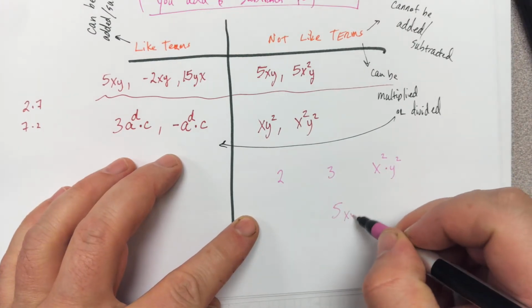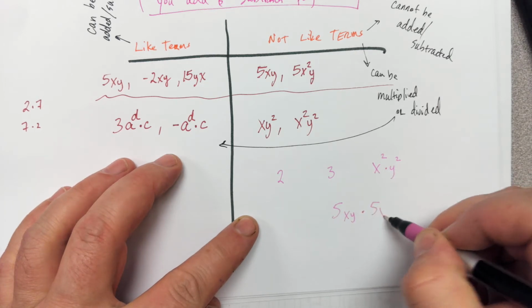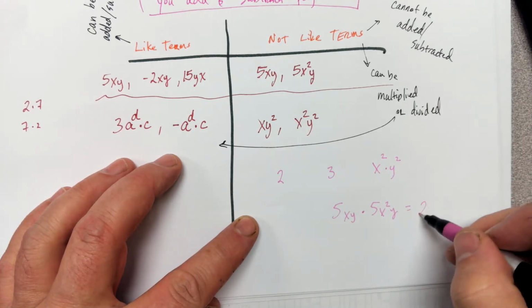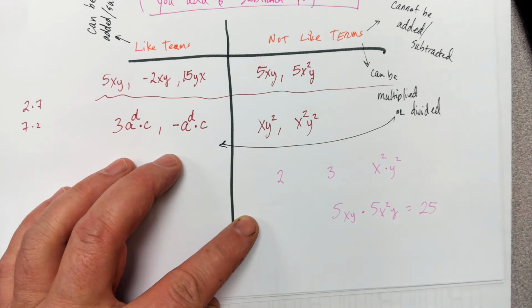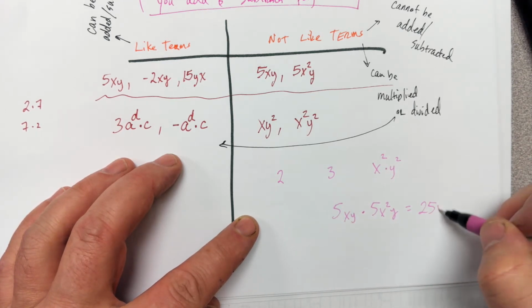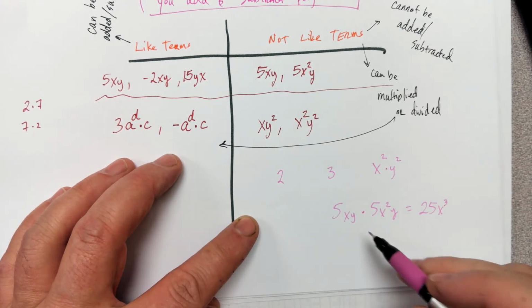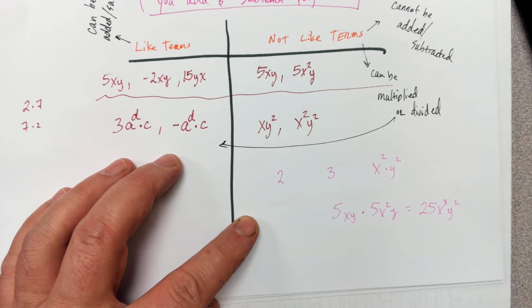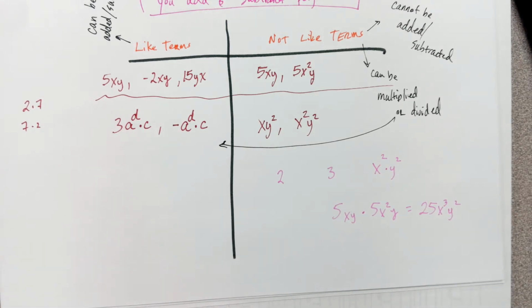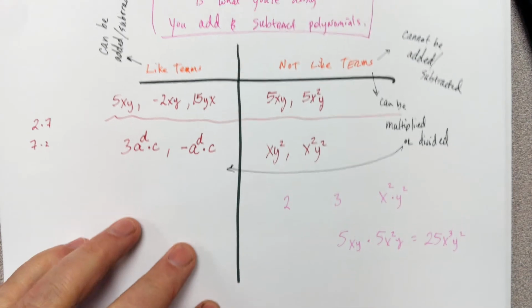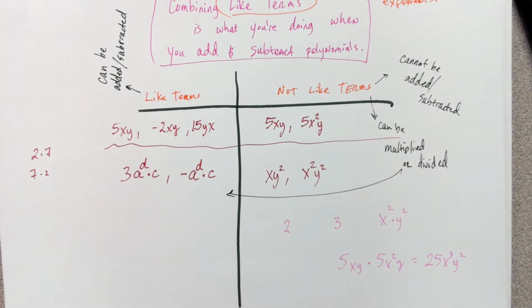So 5xy times 5x squared y, that would be 25, right? Because 5 times 5 is 25. Okay. X times x squared is x cubed. Okay. Y times y is y squared. Yeah, okay. But you can't add them. Cannot add them, but you could multiply. Yeah.